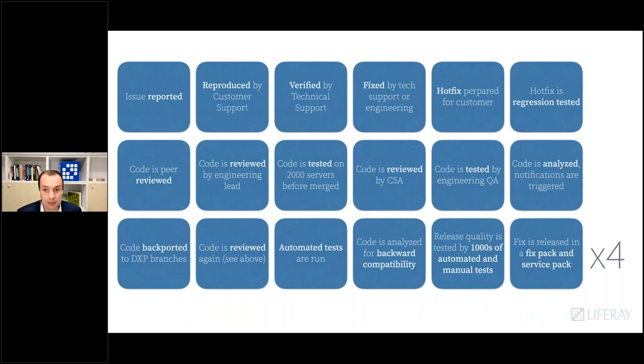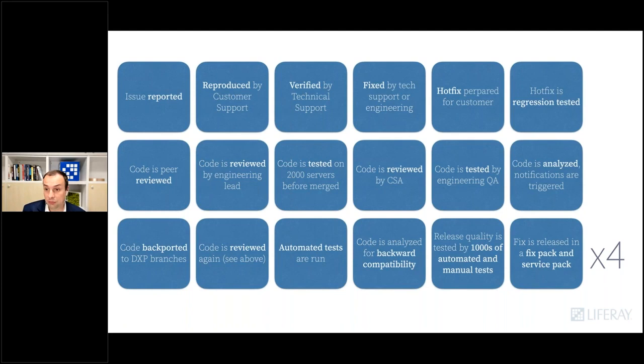We provide very extensive testing for the hotfixes, so they have no regression, so we're not breaking anything. And then we have a code review, and the engineering lead is doing a code review, and then we test it on more than 2,000 servers to ensure that it is good quality. And then each and every line of code is reviewed by our chief software architect, and you might know Brian Chen. And then the code is tested by the engineering QA, and it's analyzed.